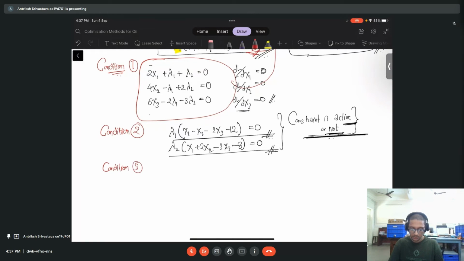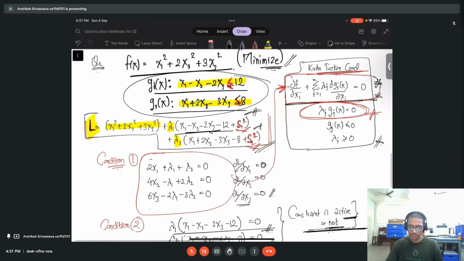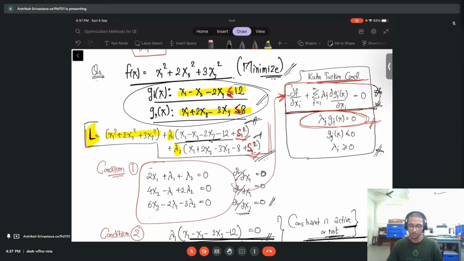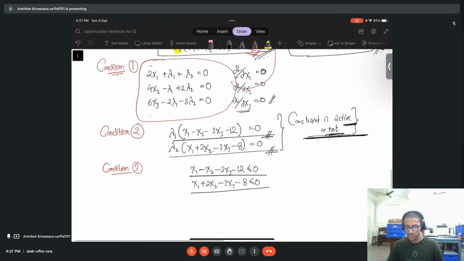Condition 3. Condition 3 was that each constraint should be followed. These are the constraints that were subjected. I just move the 12 and 8 to the left hand side, and that will be less than 0.